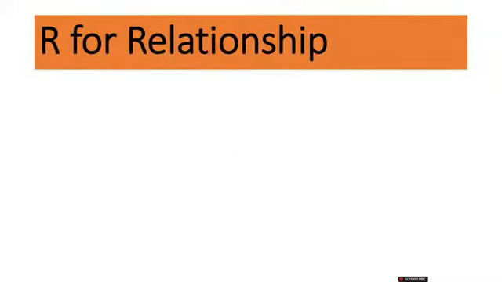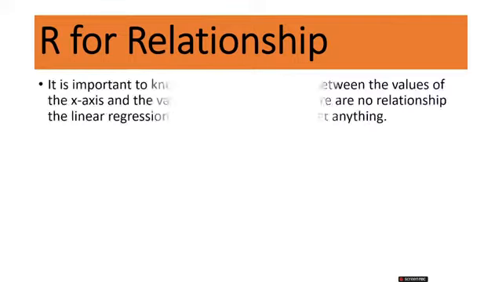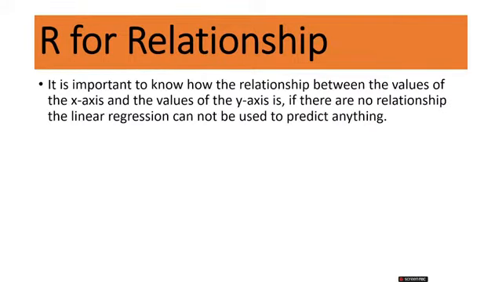It's also important to consider the relationship. Mainly we use the correlation R, and correlation identifies the values of the x-axis and the values of the y-axis. What is the relation between the two variables? If there is no relationship, linear regression cannot be used to predict anything. So suppose you want to get the relation, you can get the R value. If R is equal to 0, it means there is no relation. Suppose I get the linear correlation R equal to 0, it means there is no relationship.